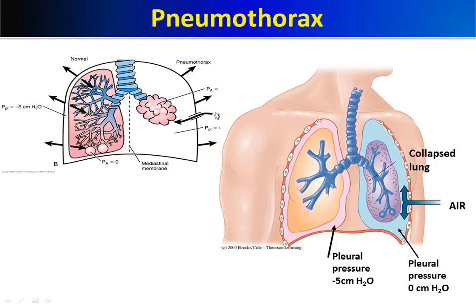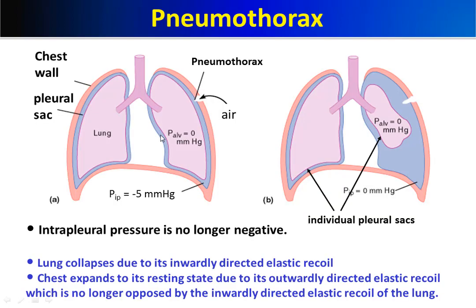Same thing here. This is a trauma, a penetrating chest wall injury because of a bullet injury, or it could be non-penetrating because of a broken rib. So now air gets into the pleural sac, causing pneumothorax. Intrapleural pressure becomes higher than intra-alveolar pressure, causing lung collapse. So in pneumothorax, the intrapleural pressure is no longer negative, and the lung collapses because of its inwardly directed recoil force.